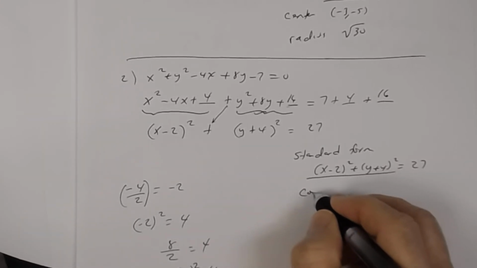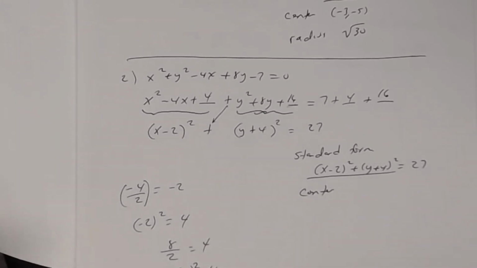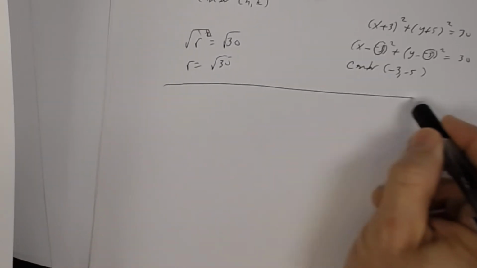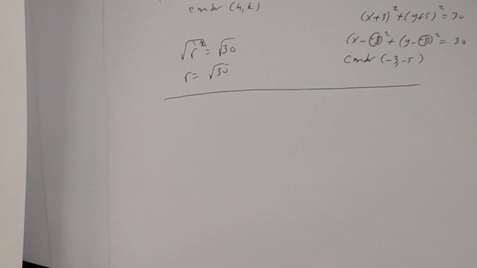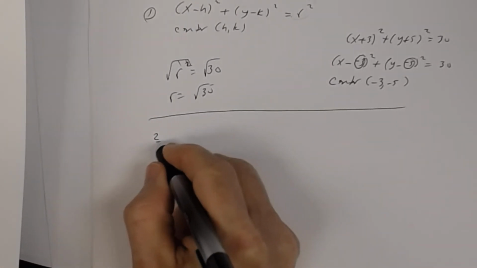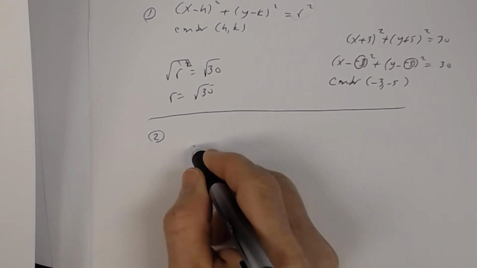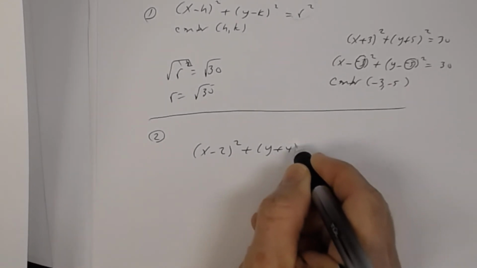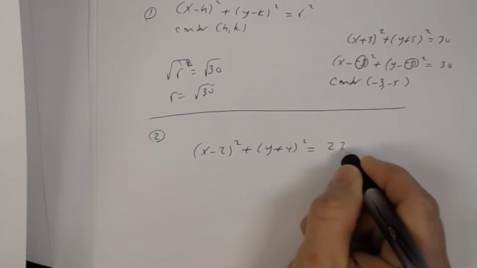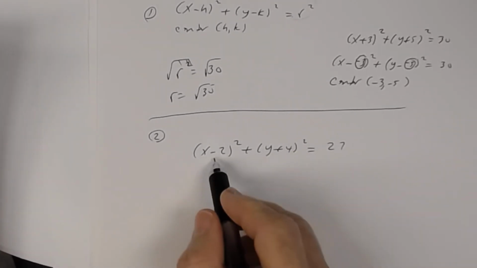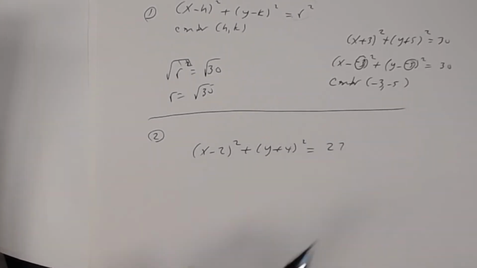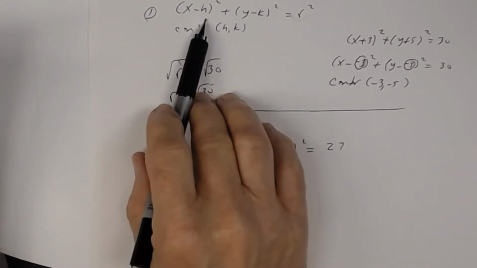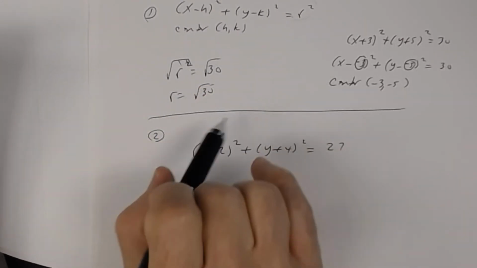And so the center, let's talk about that like we did the previous one. So this was number 1 right here. So the center, here's number 2. This is what we got: x minus 2 squared plus y plus 4 squared equals 27. So remember, the standard form is this: x minus h squared plus y minus k squared equals r squared.